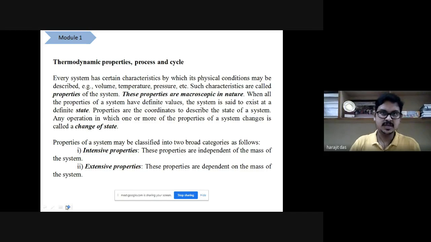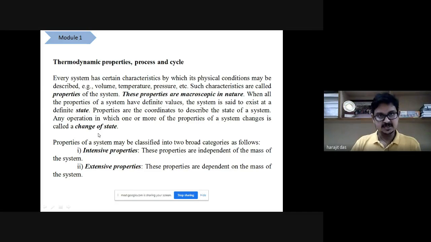Here it is written that properties are the coordinates to describe the state of a system. Any operation in which one or more of the properties of a system changes is called a change of state. If water is raised to 100 degrees centigrade, there will be a change of state, from liquid the water will convert to gas. Likewise, at the freezing temperature of 0 degrees centigrade at 1 atmospheric pressure, liquid will be converted to ice. So there is a change of state of the system.